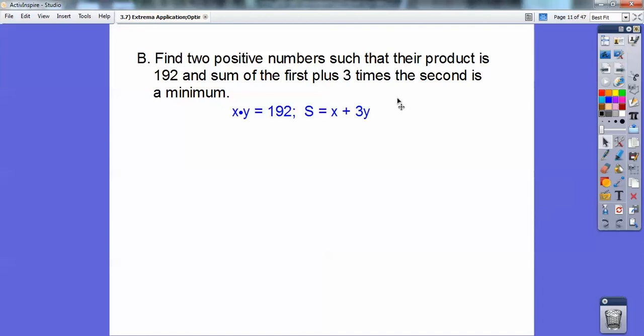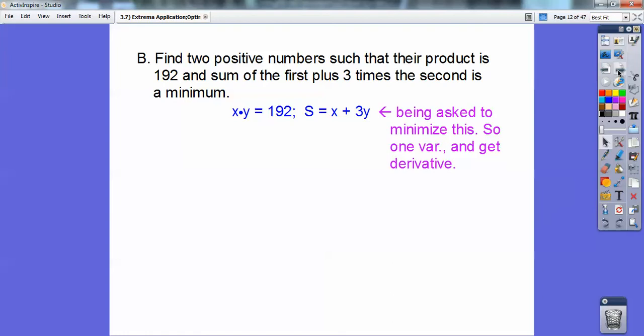Okay, so here's two equations. There's the product, that's 192, and the sum is the first number plus 3 times the second. So what we're going to do is we're going to be asked to minimize this. It's asking that the sum is a minimum. So what I have to do is get one variable. I took this equation and solved for y, so I divided both sides by x. There it is right there. And then I'm going to substitute that in, and I get the sum equals this right here.